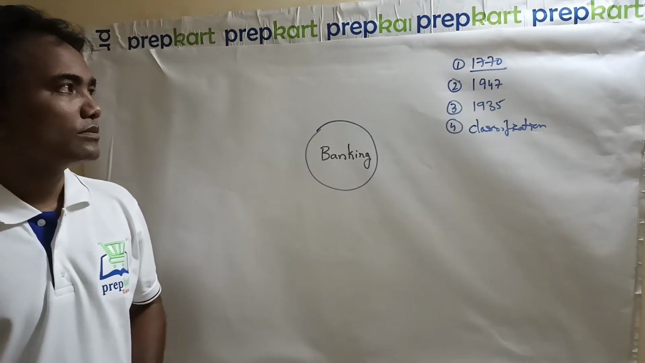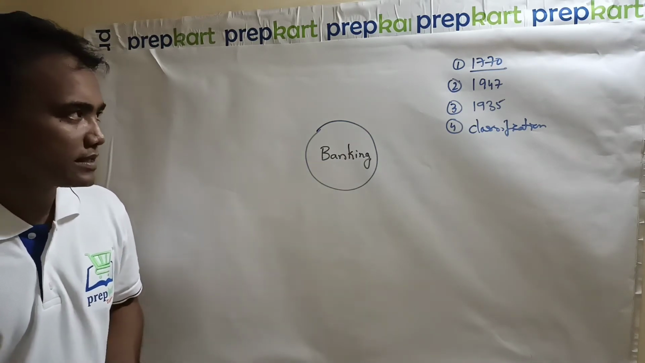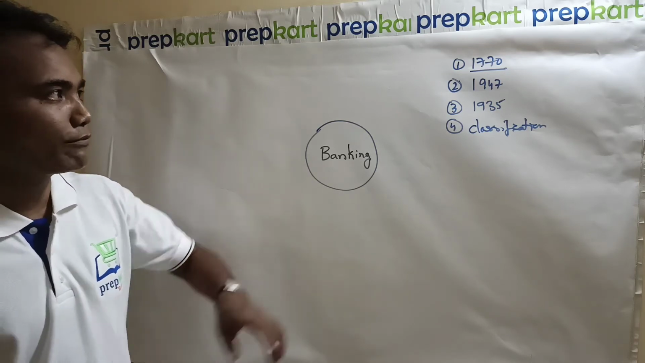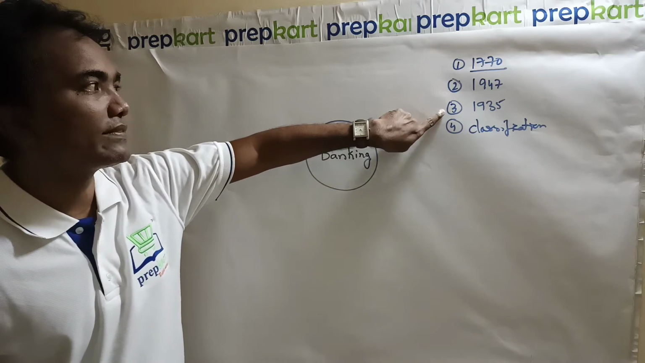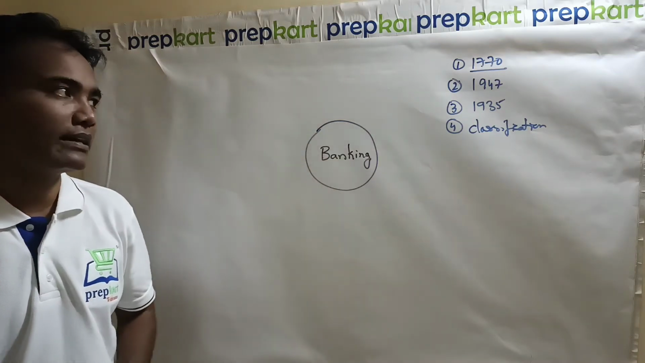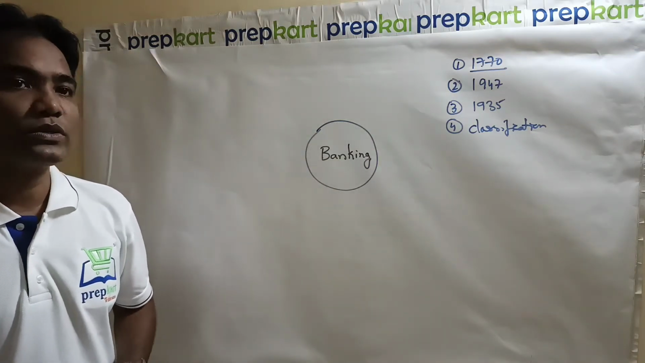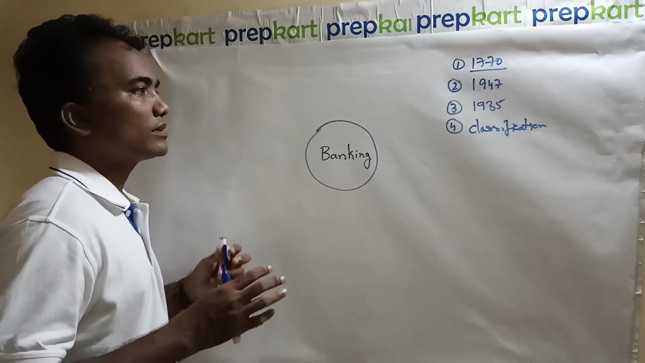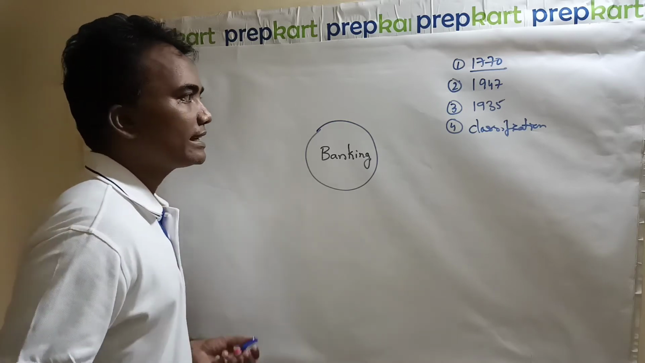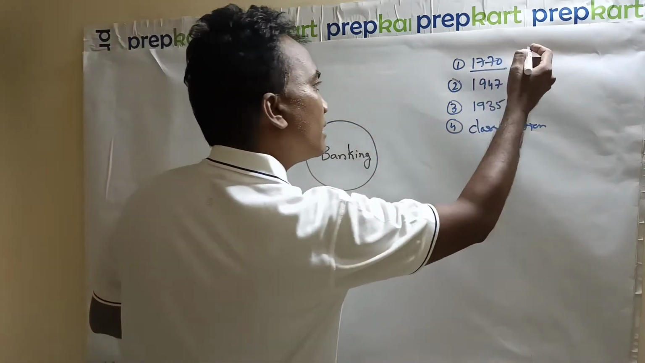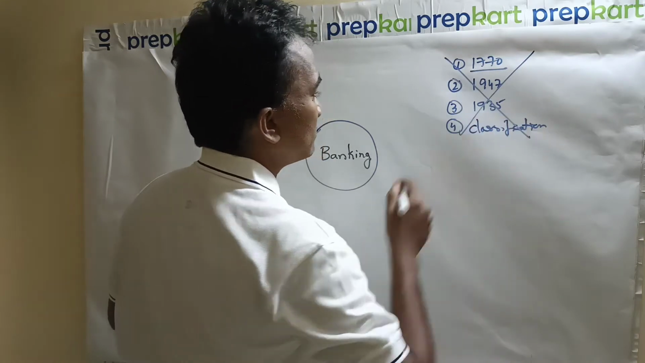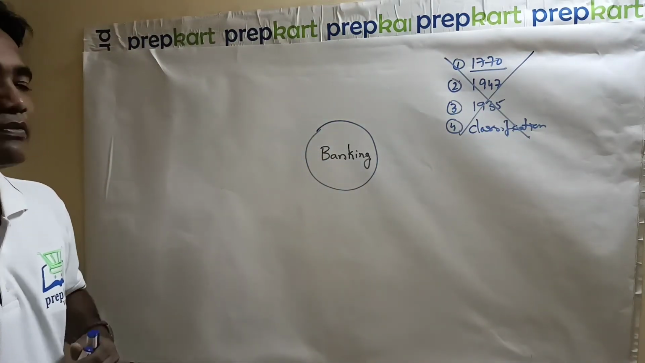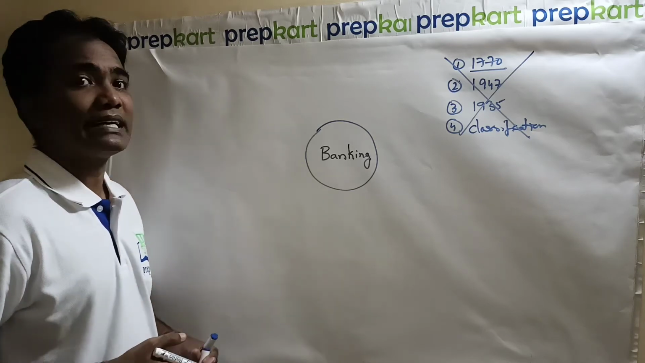So where can I start, or where should I start? If I want to start a banking class, I have four options: 1770, 1947, 1935, and classification of banking. So which is the most appropriate beginning out of these four? In my opinion, none. None of these is a good beginning if I want to take a class with respect to the banking system in India.